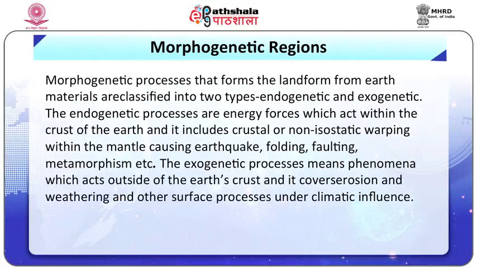Morphogenetic processes that form the landform from earth materials are classified into two types, endogenetic and exogenetic. The endogenetic processes are energy forces which act within the crust of the earth, and they include crustal or non-isostatic warping within the mantle causing earthquakes, folding, faulting, metamorphism, etc. The exogenetic processes are the phenomena which act outside of the earth's crust, and they cover erosion, weathering and other surface processes under climatic influence.